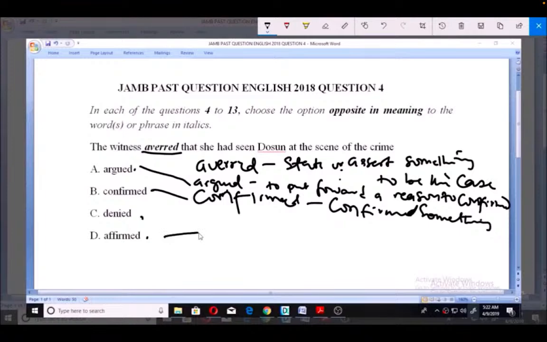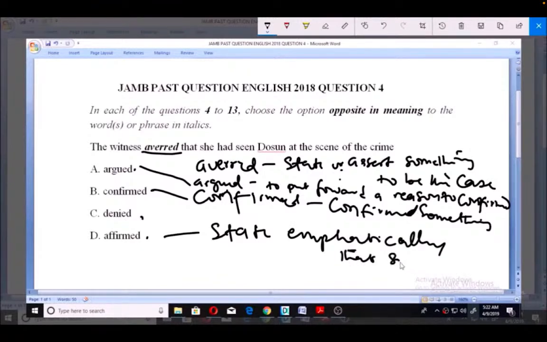Affirm also means the same thing. To state emphatically that something is true. That is affirm. So you can see that all these have similar meaning.